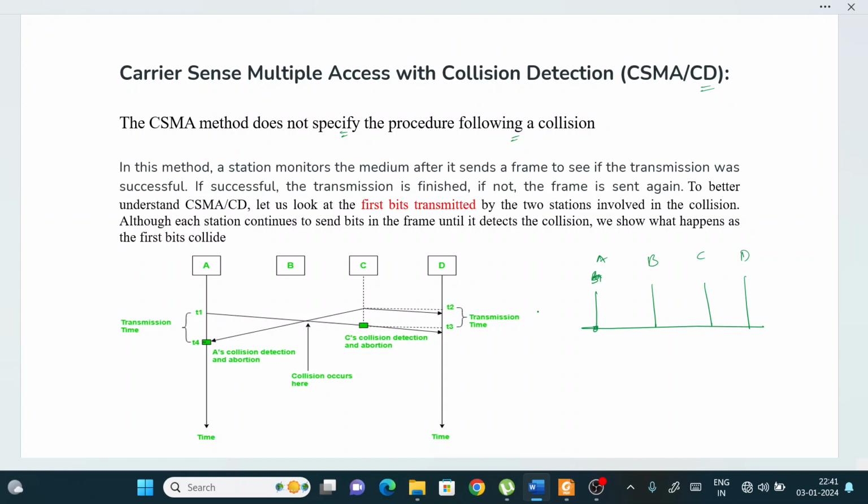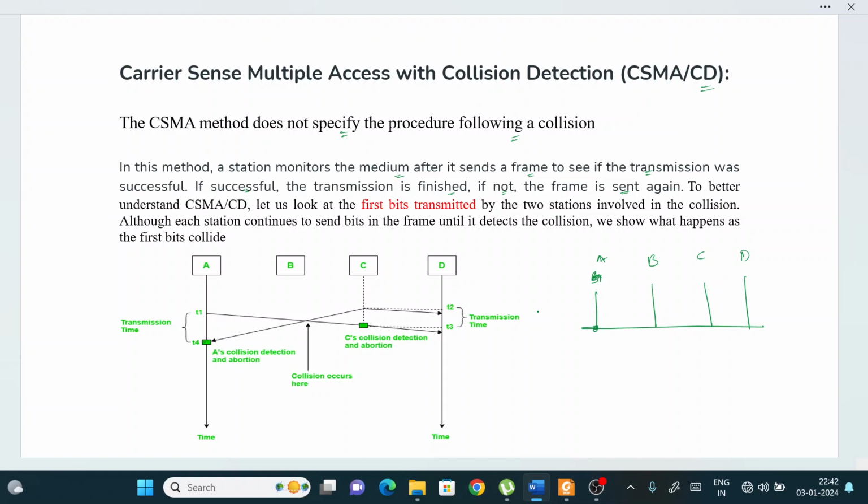In this method, a station monitors the medium after it sends a frame to see if the transmission was successful or not. If successful, the transmission is completed. If not, the frame has to be sent again, right? So for example, for understanding purposes, CSMA/CD.